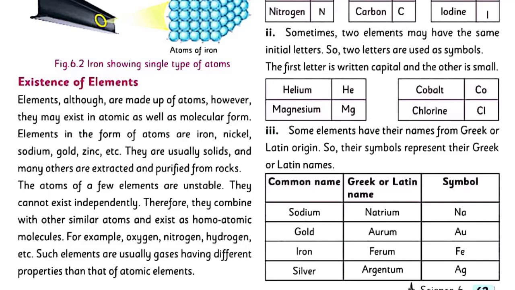3. Some elements have their names from Greek or Latin origin. So, their symbols represent their Greek or Latin names. Common name, Greek or Latin name, symbol: sodium, natrium, Na; gold, aurum, Au; iron, ferrum, Fe; silver, argentum, Ag.